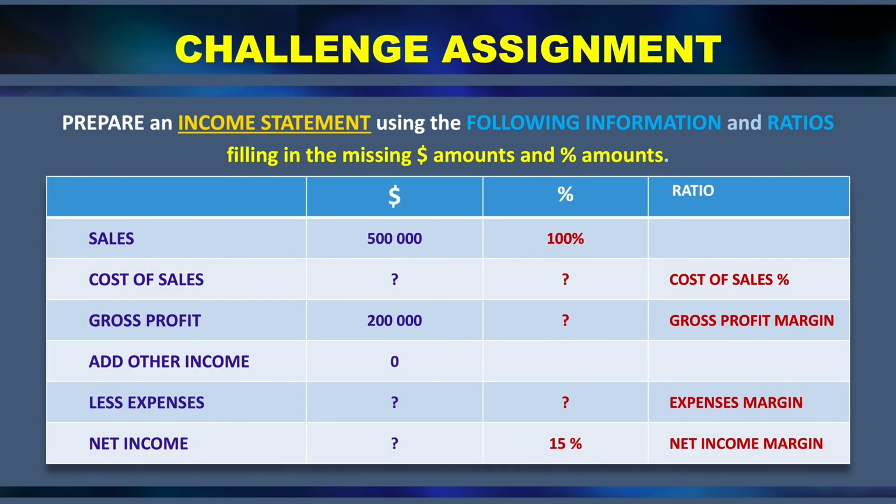And then we will have an additional challenge assignment, which would be to prepare the income statement using the following information and ratios, filling in the missing amounts and the percentage amounts. So this is an additional assignment. After you've done the other one, you can do this as extra practice, and we will correct it in another video. You would see if you understand fully.